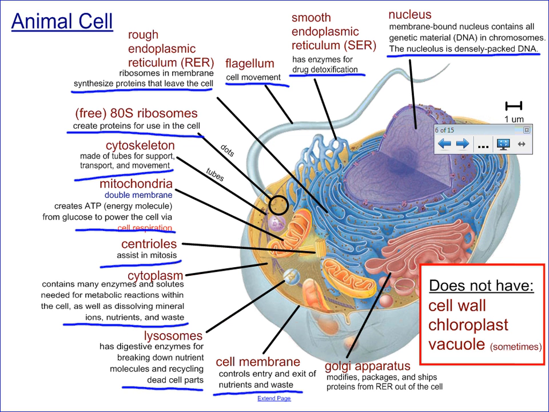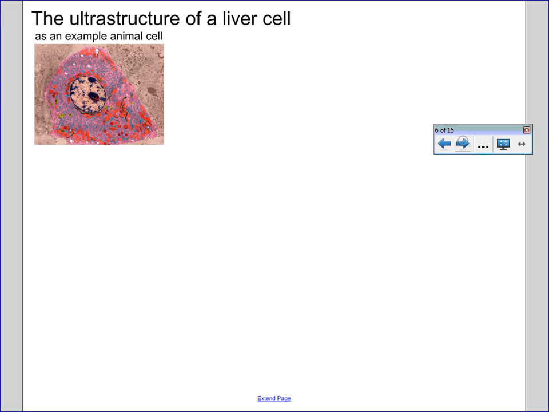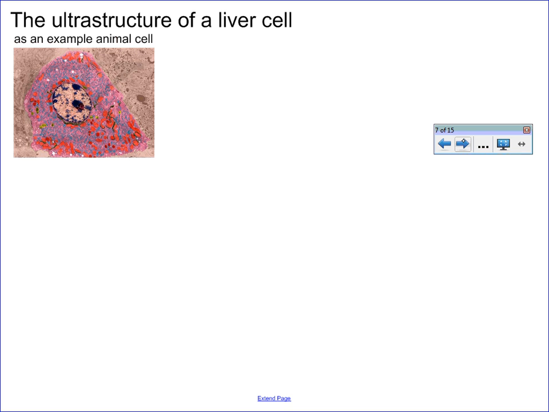The Golgi apparatus takes proteins made by the ribosomes and ships them out of the cell after it has modified and packaged them. These proteins would likely be coming from the rough endoplasmic reticulum. So we're going to practice drawing a eukaryotic cell here quick.